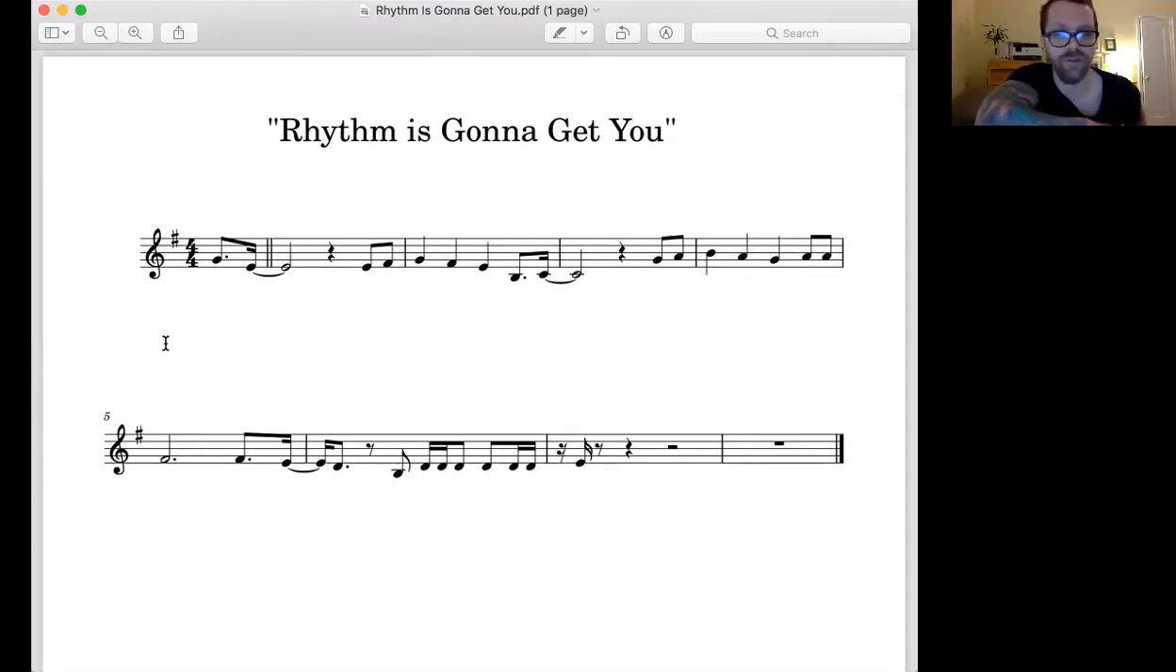And then some trickier rhythms in measure 5 and 6. So this is just an E minor melody that has some sneaky rhythms. Go listen to the tune also. This doesn't mirror it exactly, but you'll get the idea.